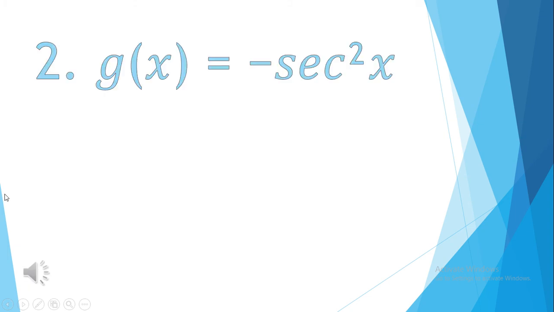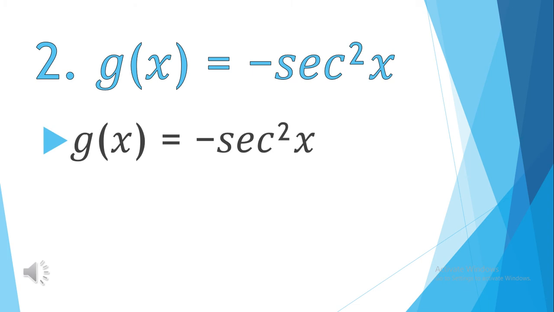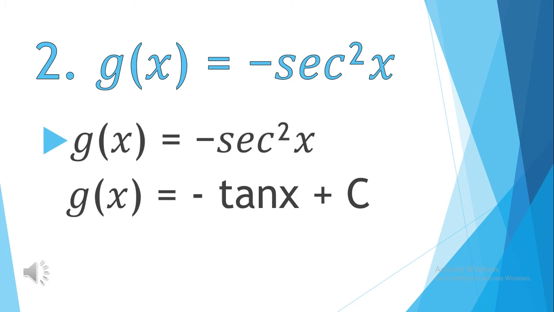g of x equals negative secant squared x. For the trigonometric function negative secant squared x, we know that its antiderivative is negative tan x. It means our final answer is G of x equals negative tan x plus c.